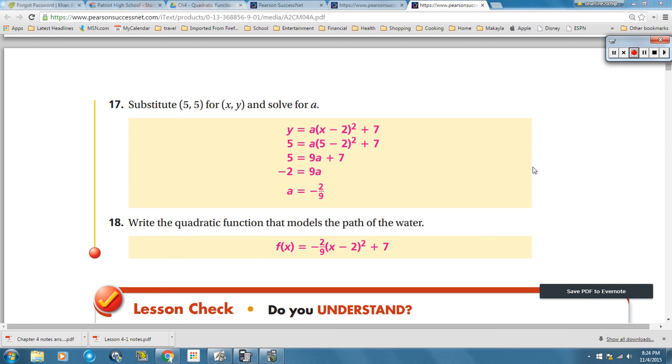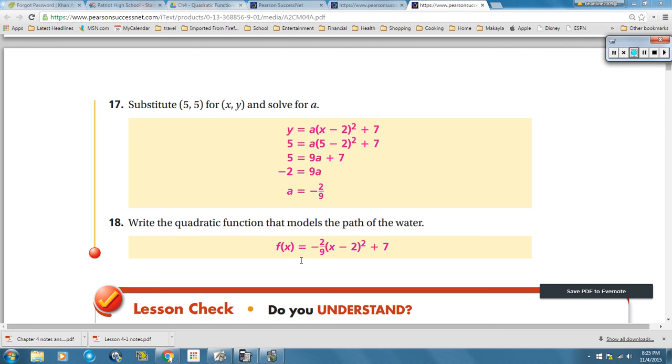Okay, so now what you're seeing is we already had the 2 and the 7 put in. And so we used the x and y that they gave us. We're going to replace x and y, both of them, with 5 because the point happens to be (5, 5). And then you just solve the equation for a. What we did is we simplified here. So this is 3, and 3 squared is 9. So that's where they got the 9a. You subtract 7 from both sides, so you get -2 equals 9a, and then divide both sides by 9. So a is negative 2/9.